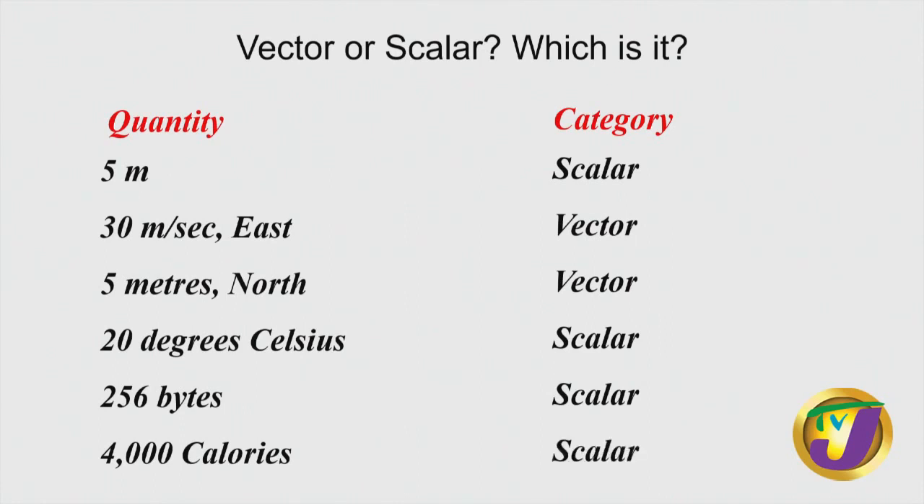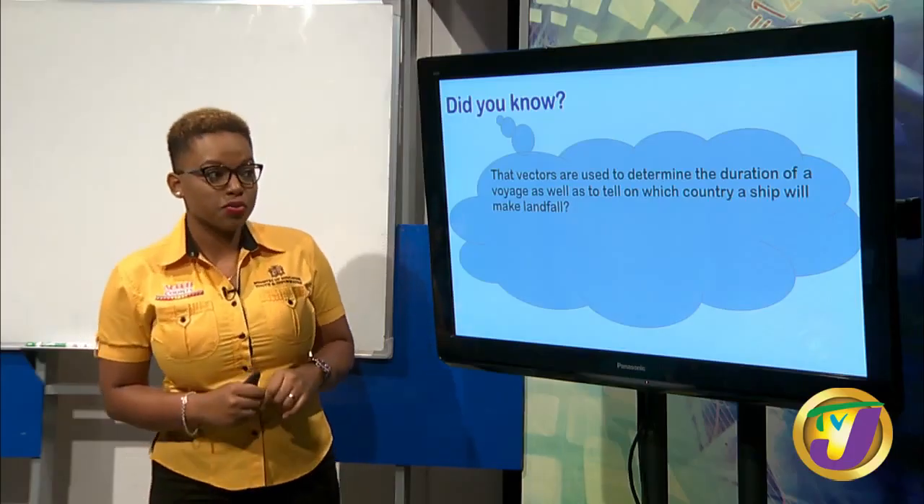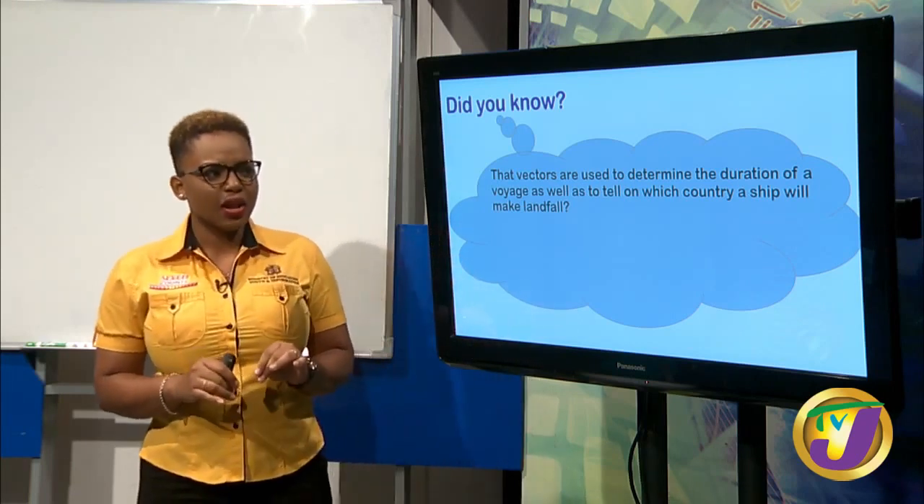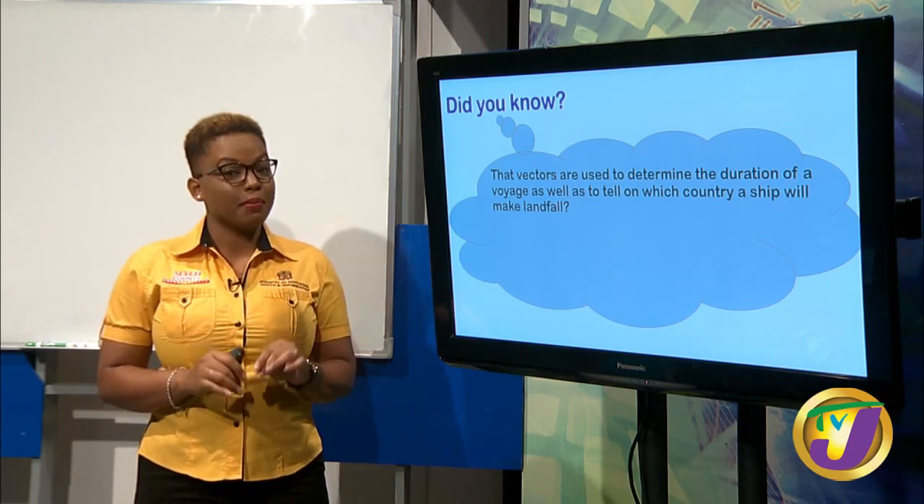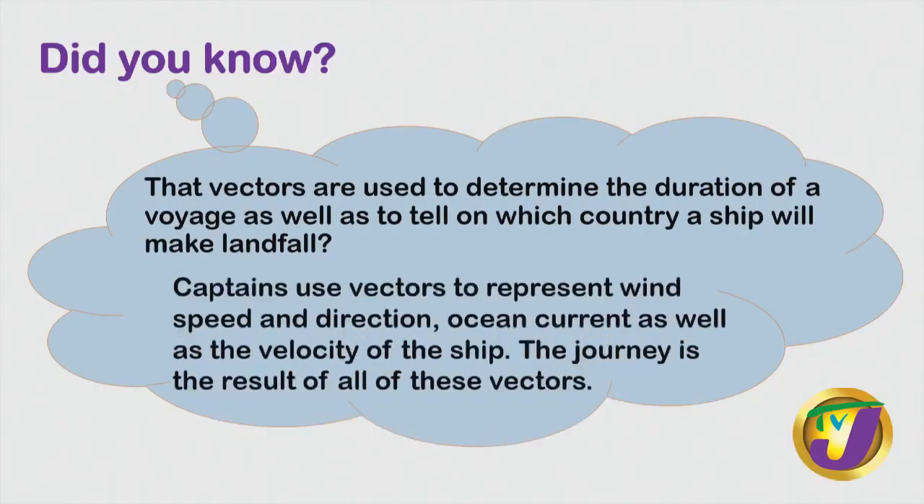Scalar indeed. All right. Now, did you know that vectors are used to determine the duration of a voyage, as well as to tell which country a ship will make landfall? Captains use vectors to determine wind speed and direction, ocean current, as well as the velocity of the ship. And the journey is the result of all of these vectors.